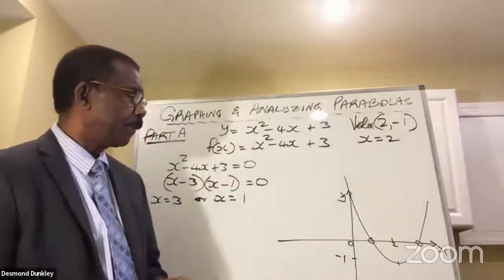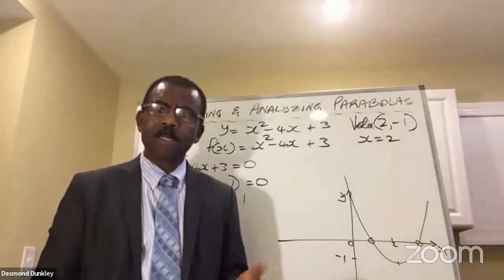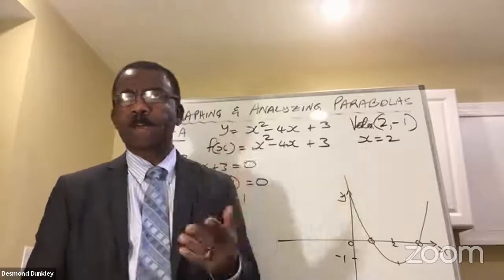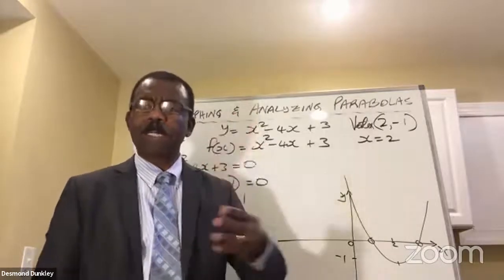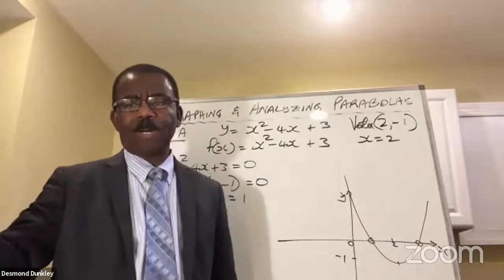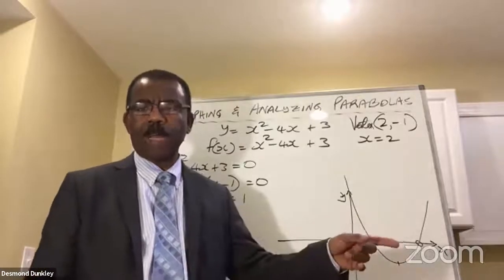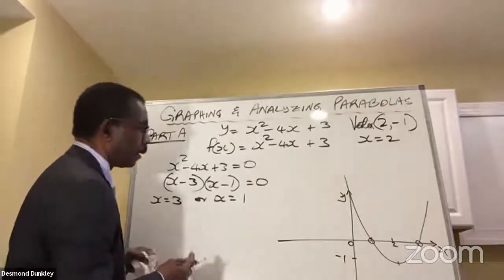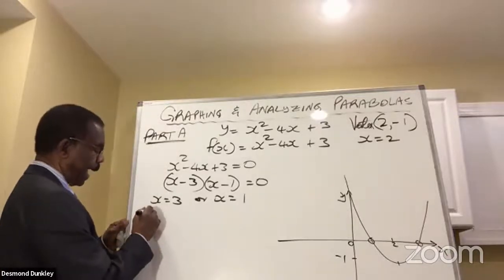So now we have 3 points. So we need to try to get 4 more points, 2 on the left, 2 on the right. We try to get 2 on the left, and then we just duplicate to the right. So here we go. Next, we're going to try and look at the y-intercept.